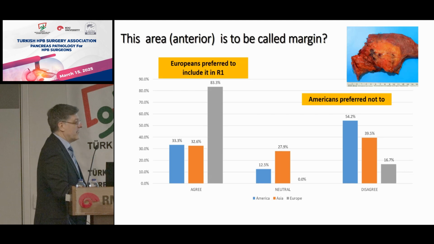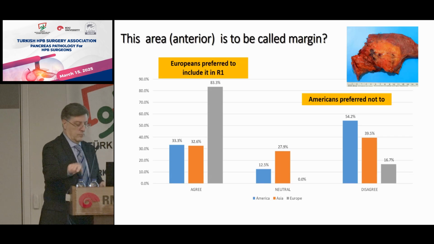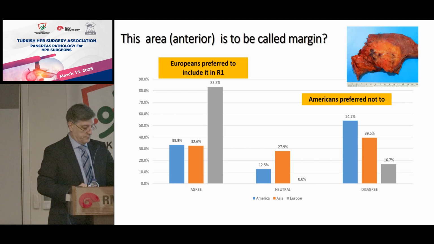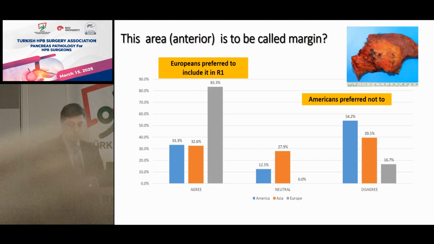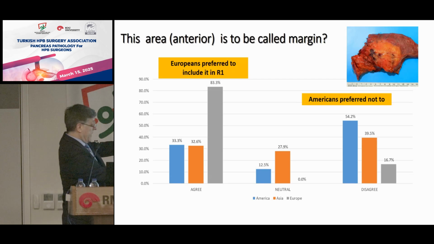That's what they are also saying. There is also another issue. Surgeons would accept anything as a margin when they have anything to do with it. If they cannot change anything, they don't want to accept it as a border. Right. But again, Europeans are accepting it as a margin.